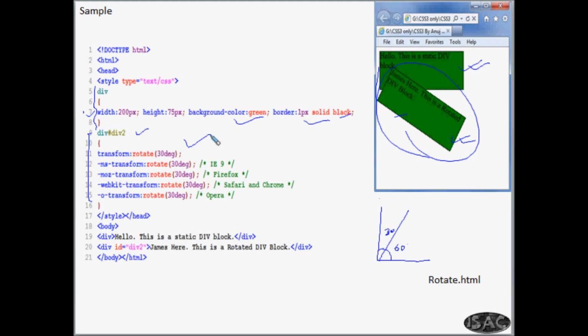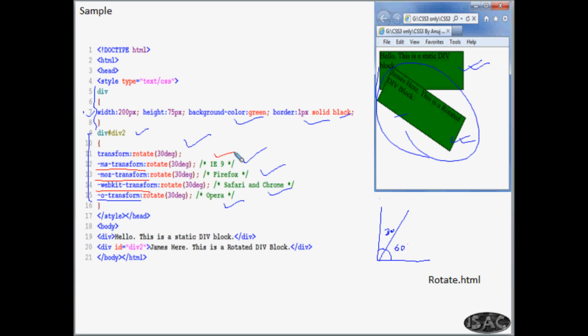If you want to give support for Internet Explorer, Firefox, Safari and Opera, you have to write hyphen o hyphen transform for Opera. For Safari and Chrome, hyphen webkit hyphen transform. For Firefox, hyphen moz hyphen transform, and hyphen ms hyphen transform for Internet Explorer. So by adding all these lines, you can have support for all the browsers, right? Because they are implementing it by adding this in the property.